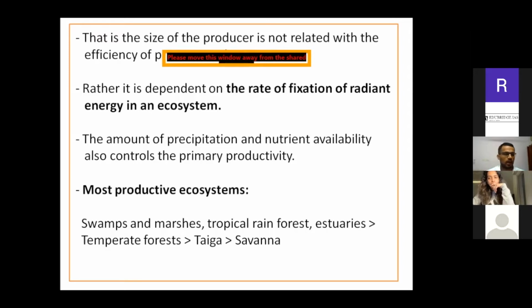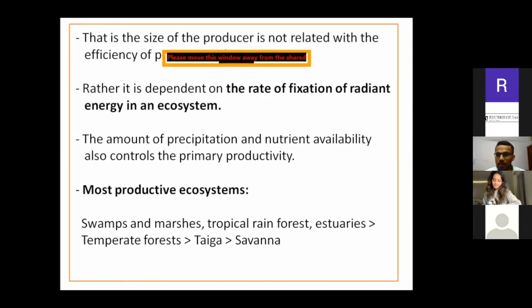Fine. Now let us discuss few ecosystems in the order of decreasing productivity, or the most productive ecosystems are in the beginning, and thereon the productivity goes on decreasing. So swamps and marshes. So these are you can say wetlands. Swamps and marshes are the wetlands, and their productivity is more than other ecosystems.